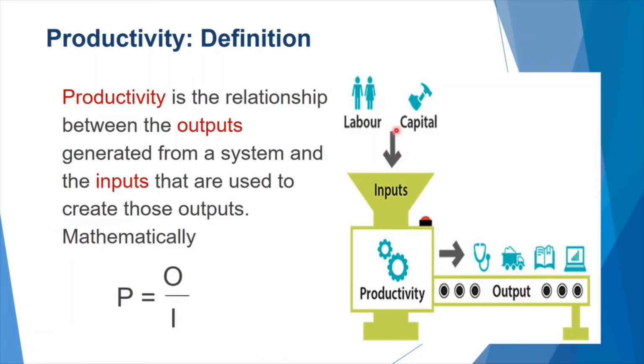Inputs, these are labor and capital, and outputs, finished goods and services that companies and businesses can sell on the market. They may be finished goods and services. It's all outputs. Productivity, in one word, is a relationship between output and inputs. To be more precise, we will see in next slides.